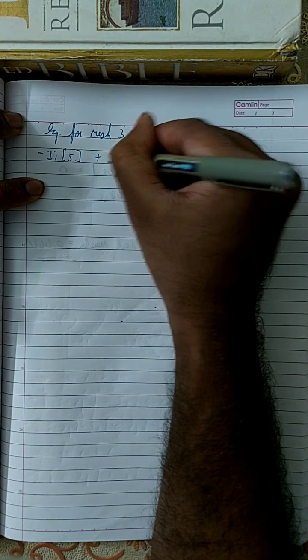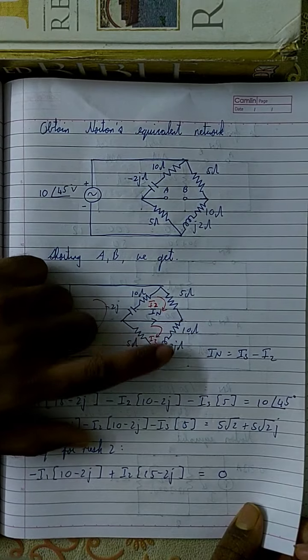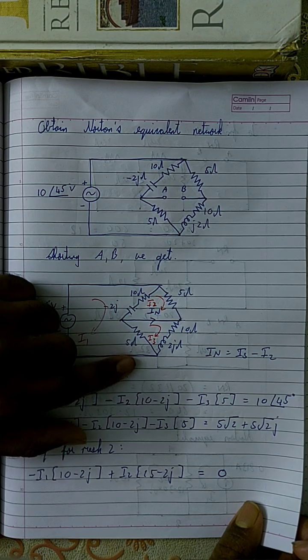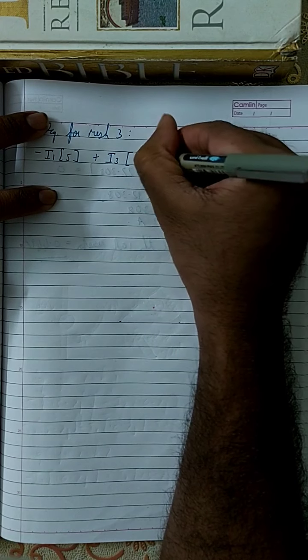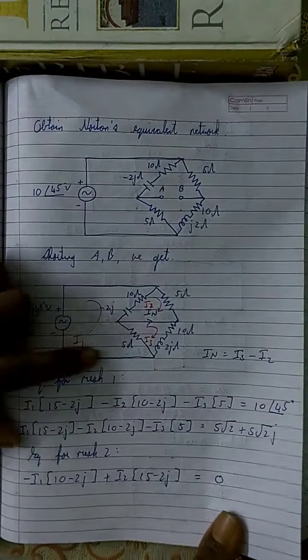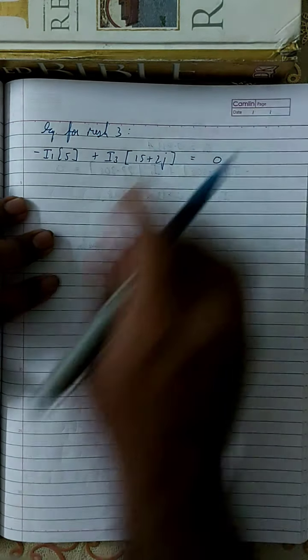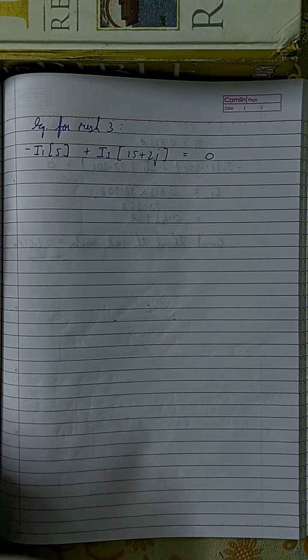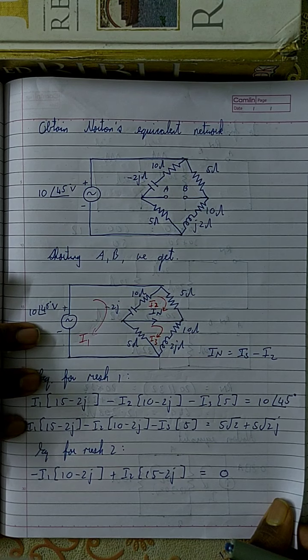So plus I3 into, and I3 is touching this 10, this 2j and this 5. So again it is 10 plus 5, 15, so 15 plus 2j. Here also it is 15 plus 2j. Okay, is equal to, and there is no voltage source over here, so this is equal to 0.